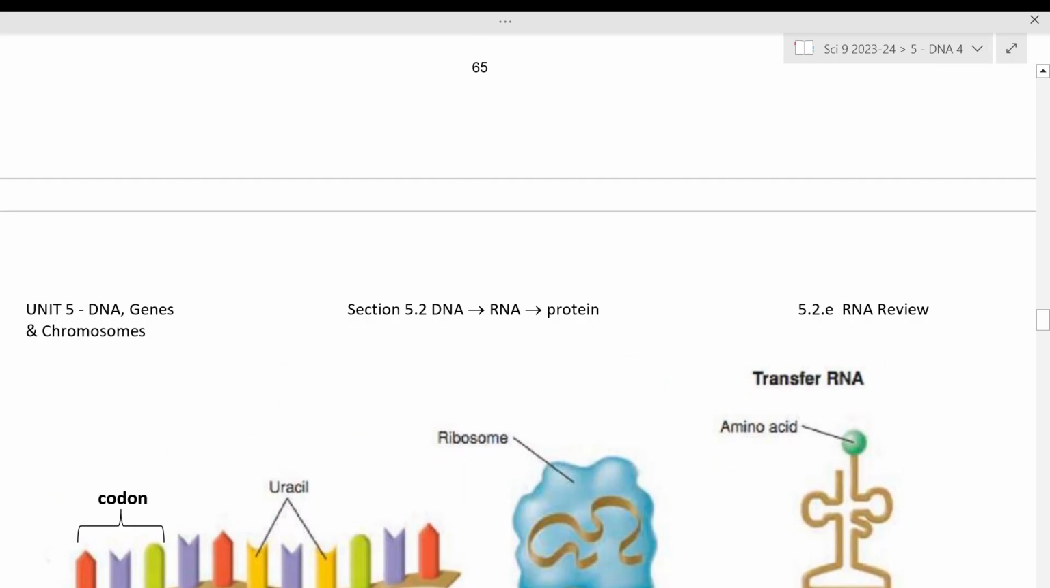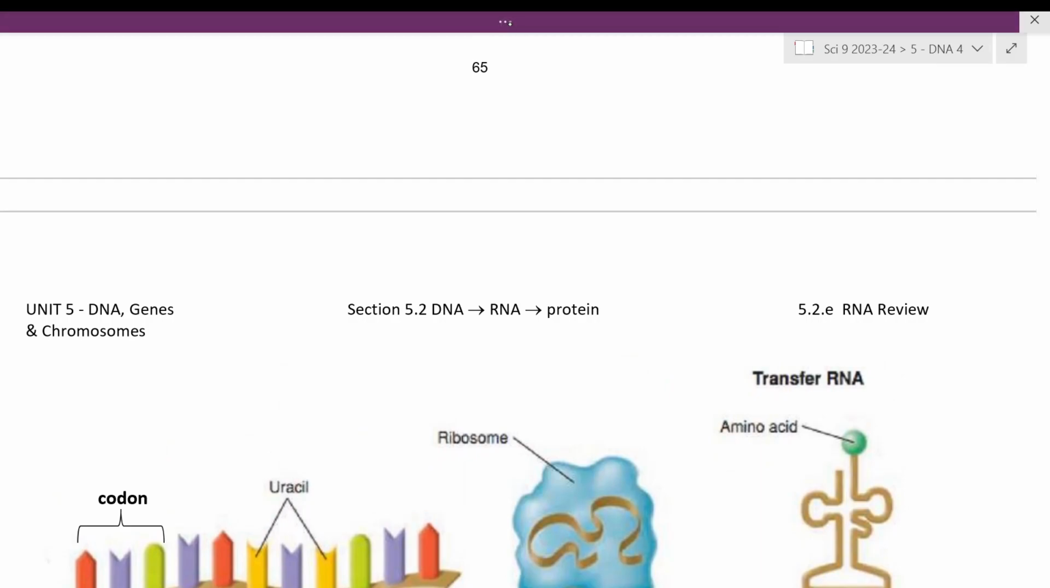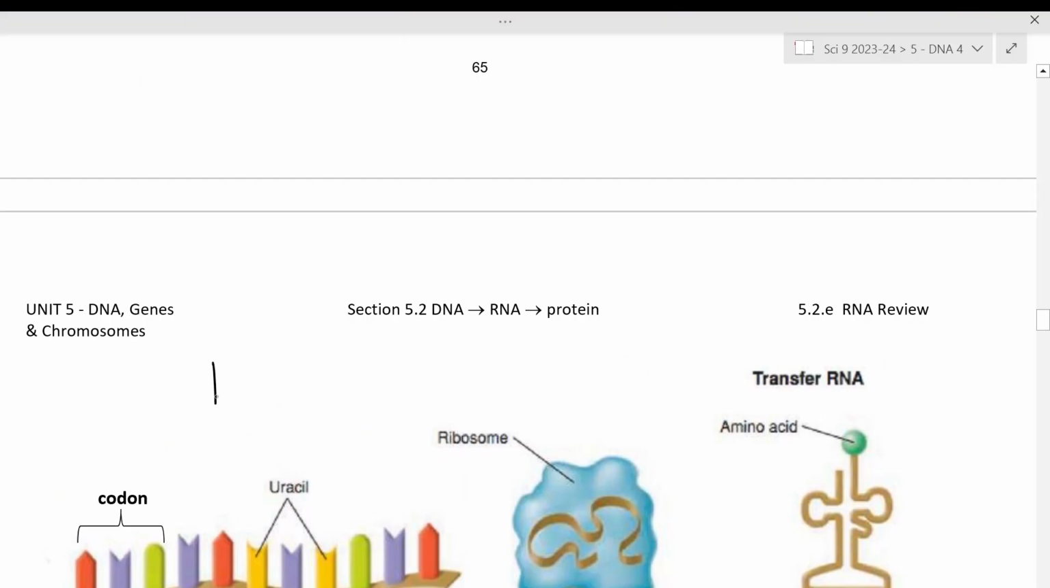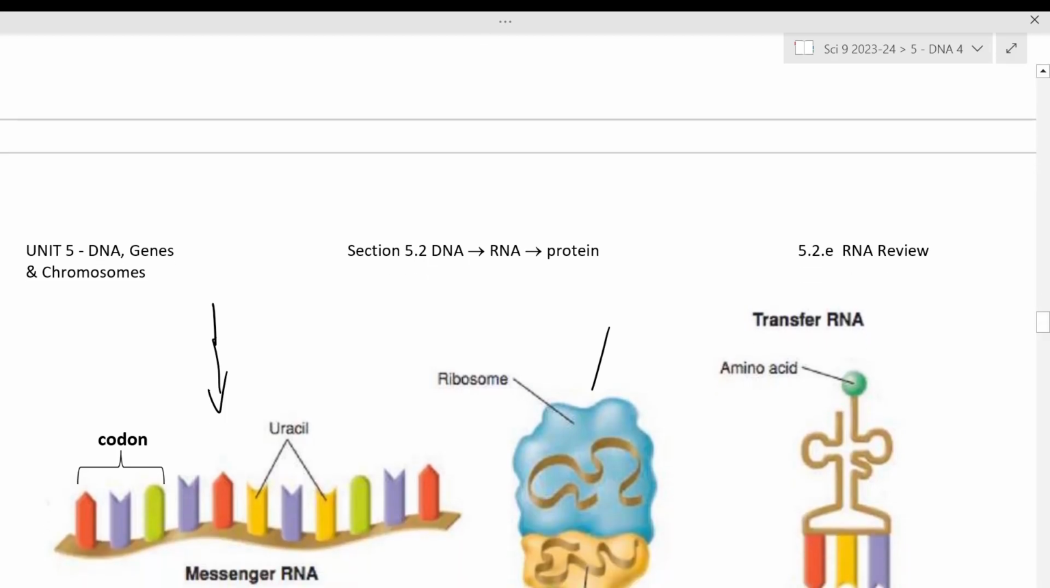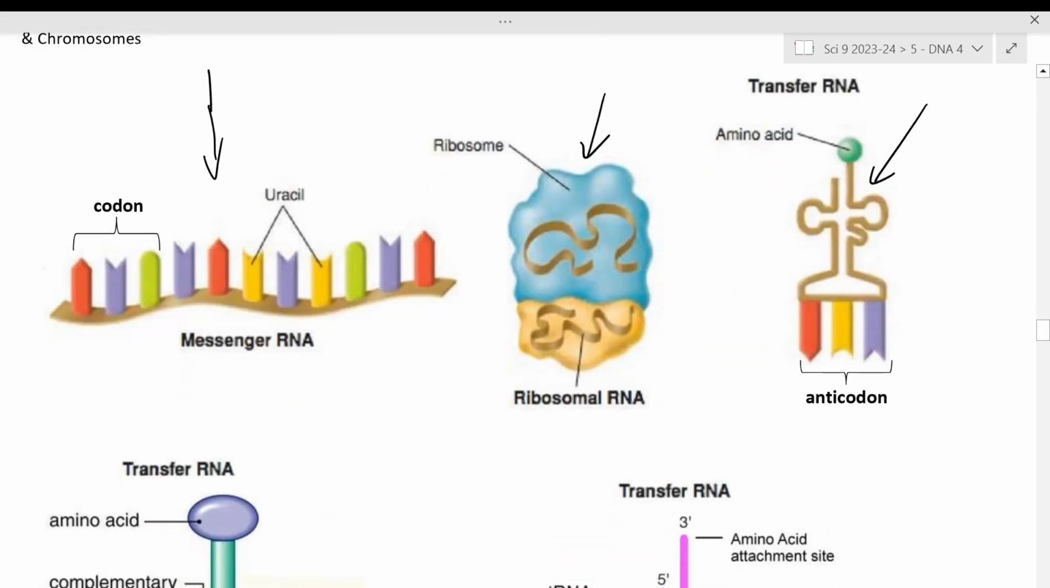What is the name of this type of RNA? mRNA. What is the name of this type of RNA? rRNA. And what's the name of this type of RNA? Well, it actually says right there, it is tRNA.